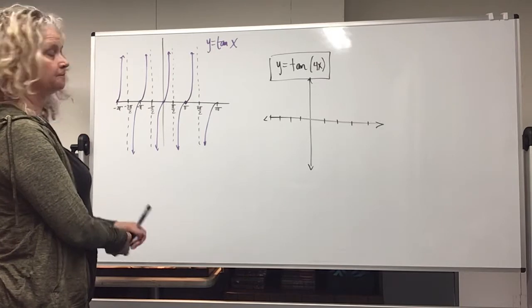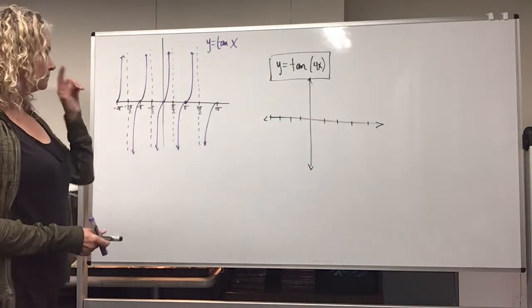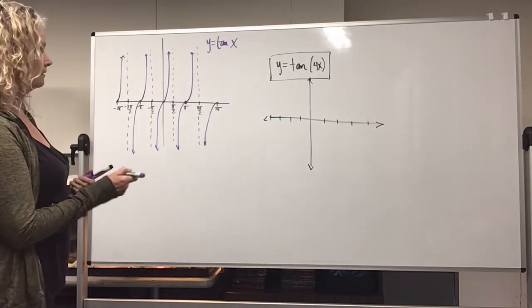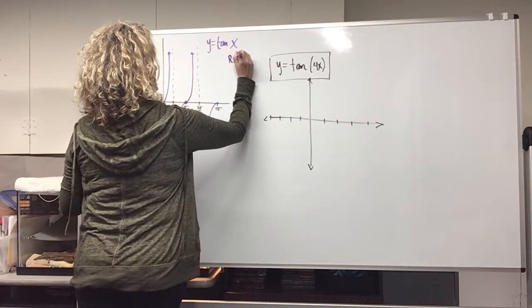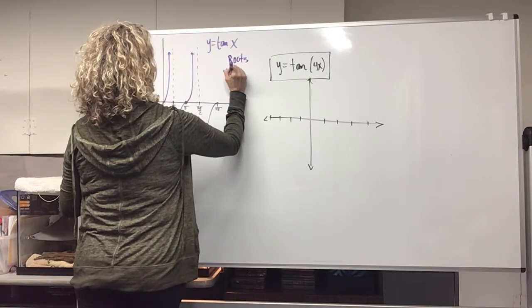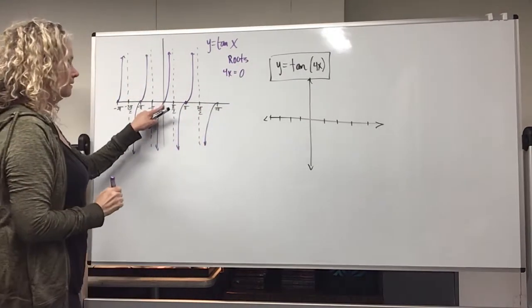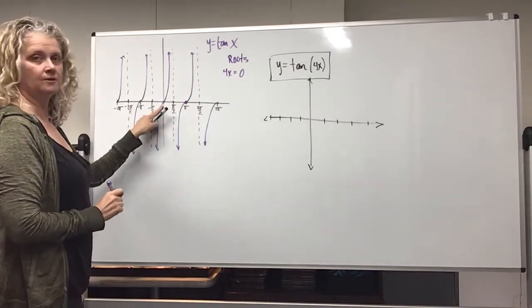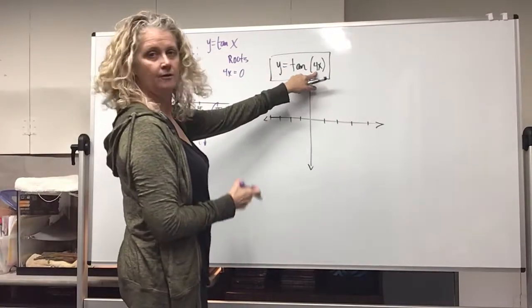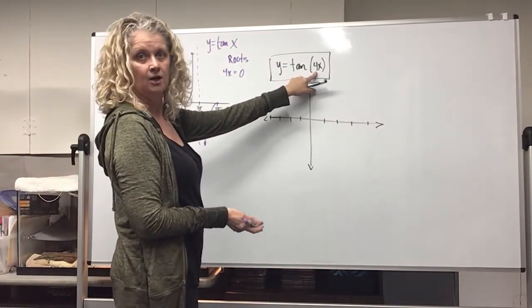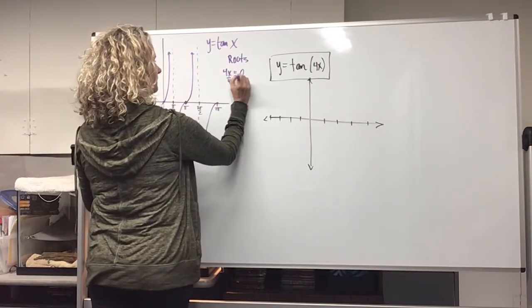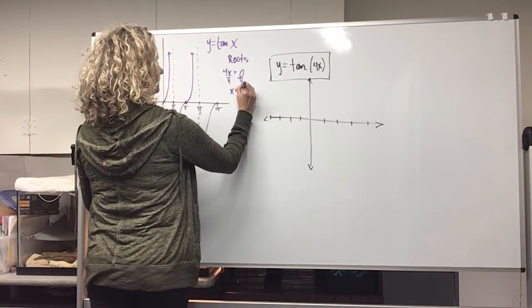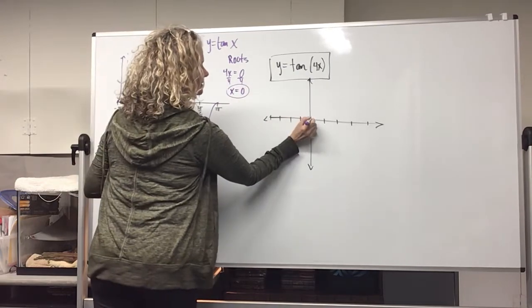So looking here, you notice that on the parent graph, we have the roots. Zero. Now on the parent graph, we know that the root is 0. On this new graph, where we're tan of 4x, we have to find out where the new root is. So in this case, if we divide both sides by 4, our first root is 0.